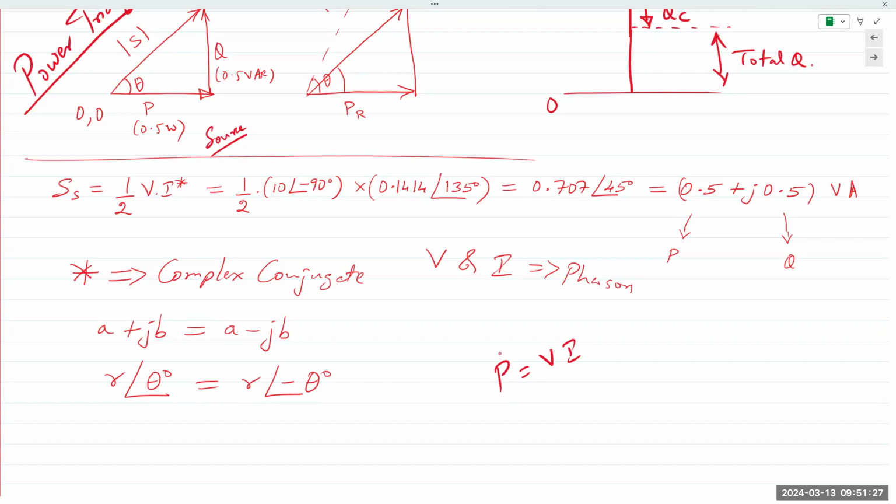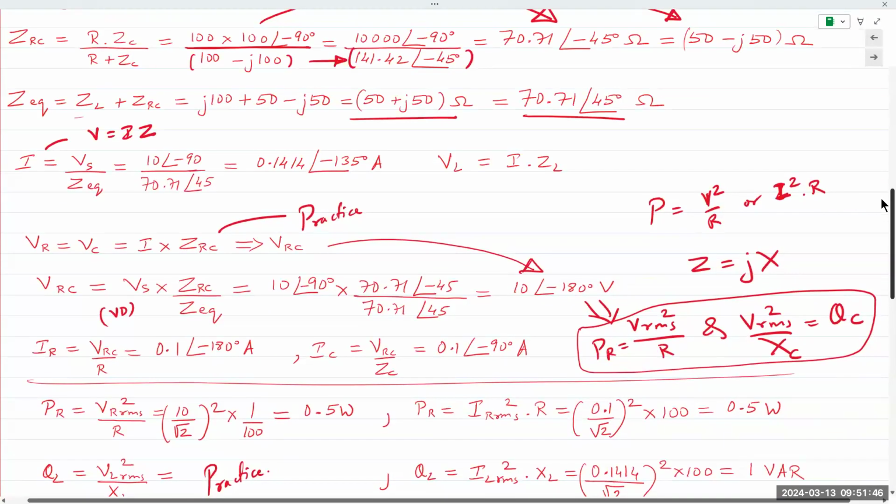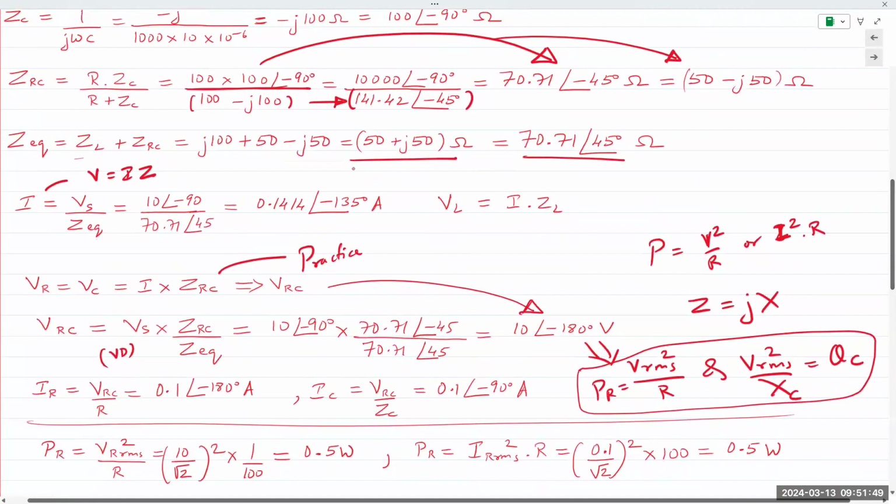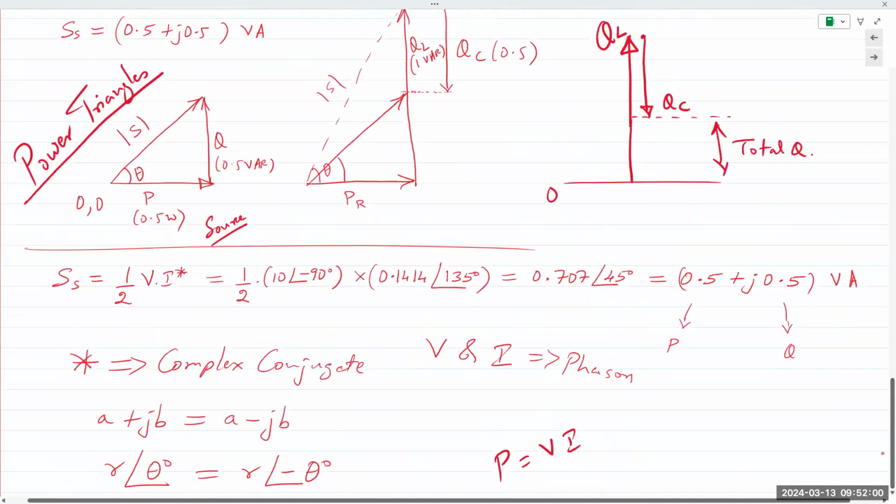Anyways, half V I star, the asterisk notes that it is the complex conjugate of that quantity. And the complex conjugate of the current I means that minus 135. Remember, we found the total current I here, and the angle was minus 135. The complex conjugate simply flips that minus into a plus. And so it becomes 0.1414 with a phase angle of plus 135, which is right here.